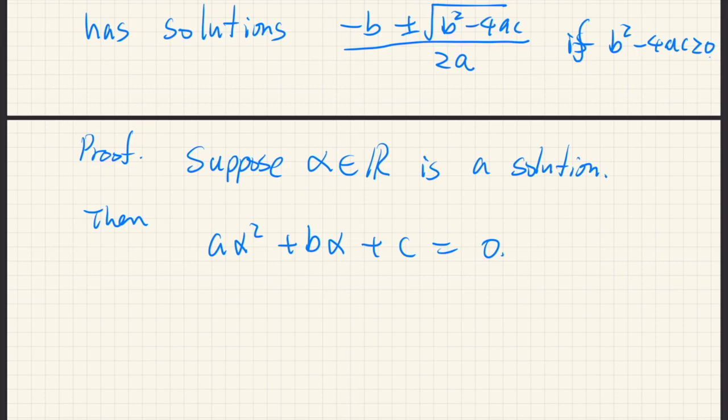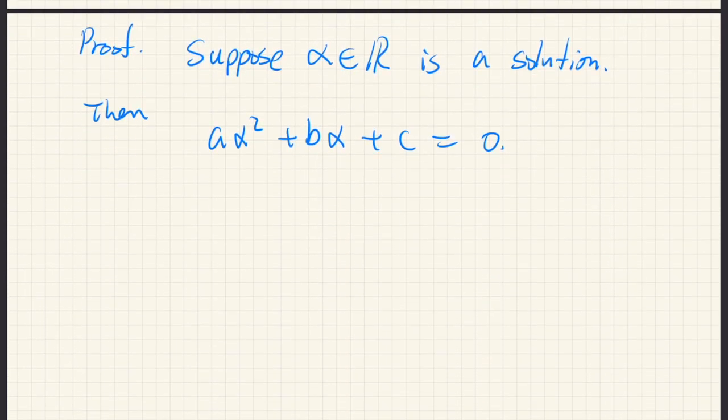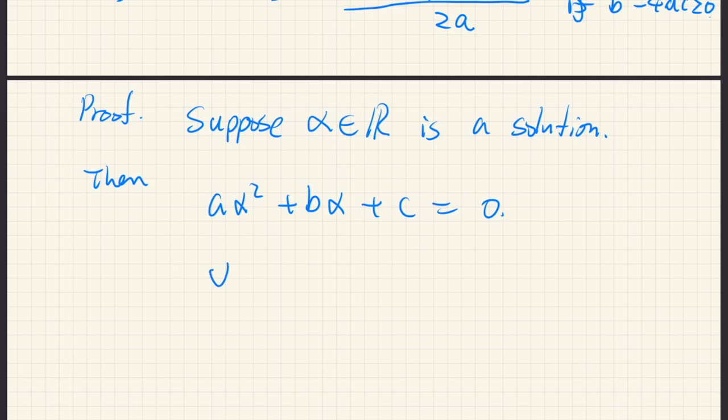Now, since by assumption a is non-zero, we can divide everything by a. A is non-zero, so divide by a, and we have alpha squared plus b over a alpha. Let's move this c to the left-hand side, so subtract c from both sides, and we have this.